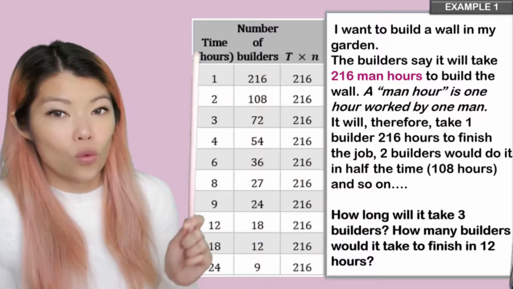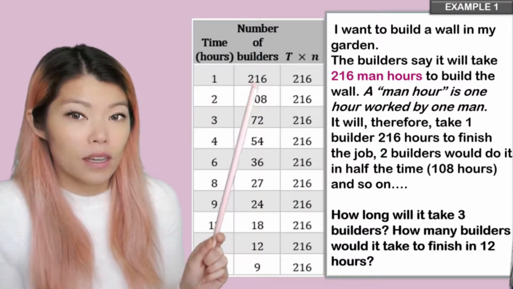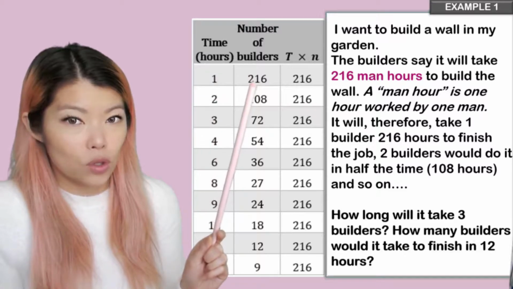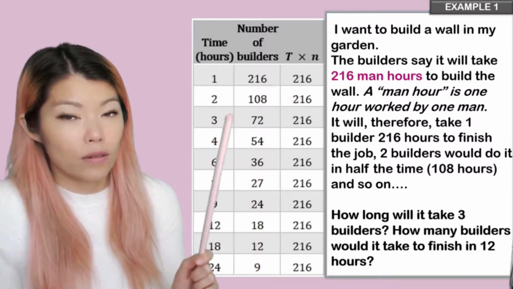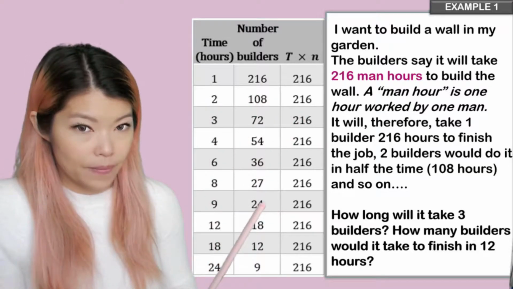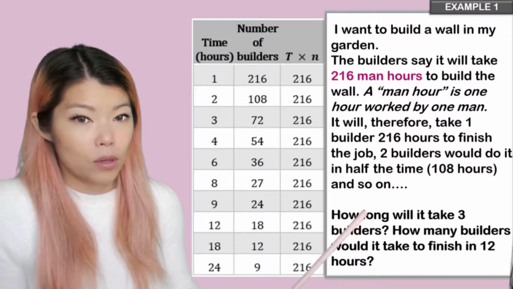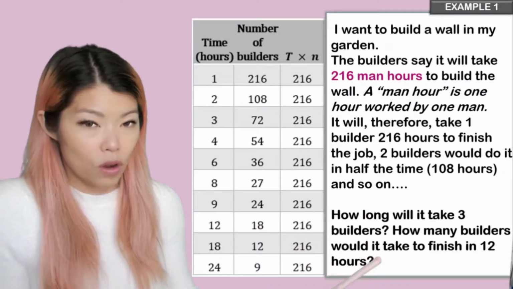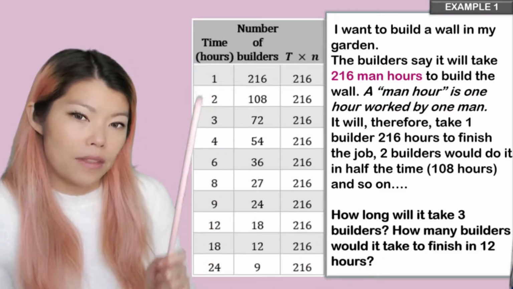So if I had only 1 hour to build this wall, I would need 216 builders, because if each of them does 1 hour, I would have 216 man hours. If I had 2 hours to do this, then I would need 108 builders, etc. The question is, how long will it take 3 builders, and how many builders would it take to finish in 12 hours? Now, before we worry about answering this question, let's just look at the pattern here.